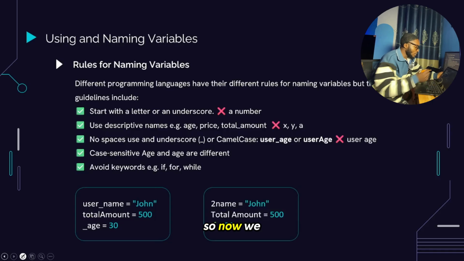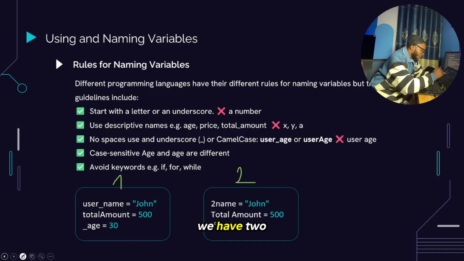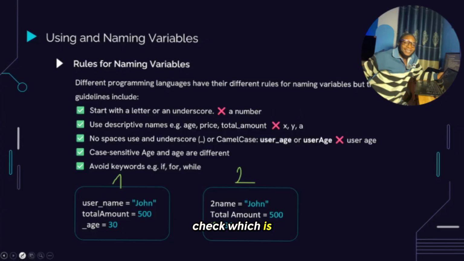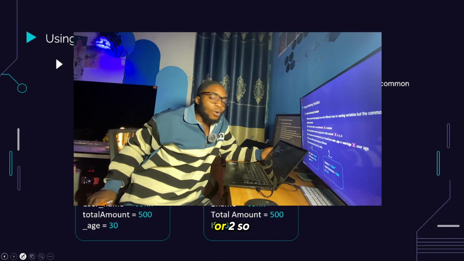So now we have these two options. Let me mark them: we have 1, we have 2. Based on what we have covered on naming and using variables, can you tell me which format is correct? Is it 1 that is correct, or is it 2 that is correct? Comment that in the comment section. Then in our next video, we'll check which is correct. Is it 1 or 2?